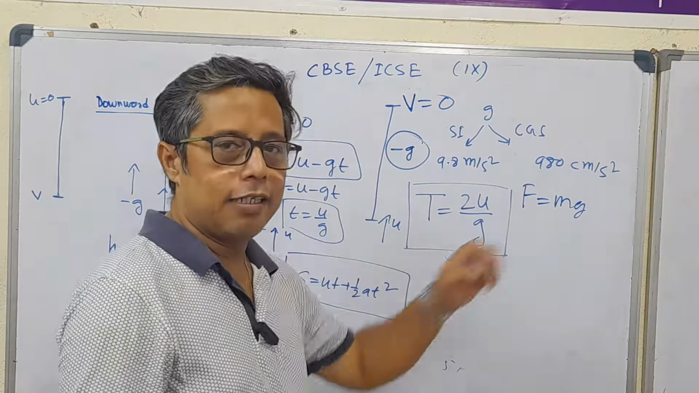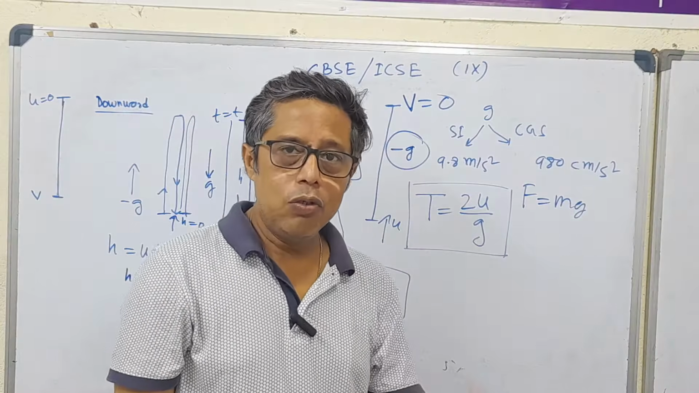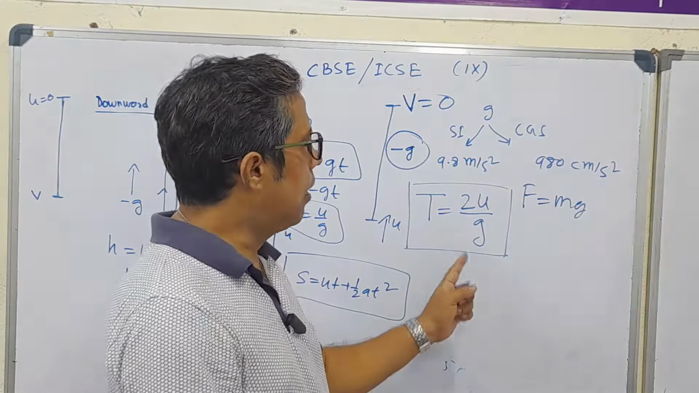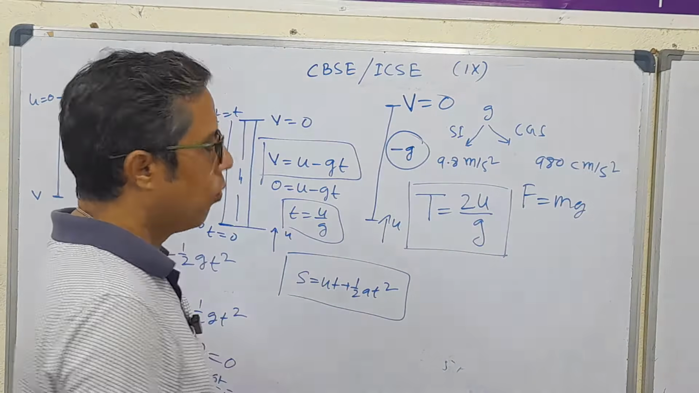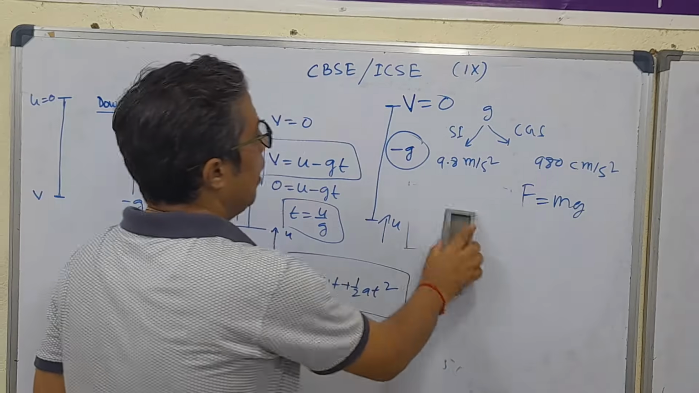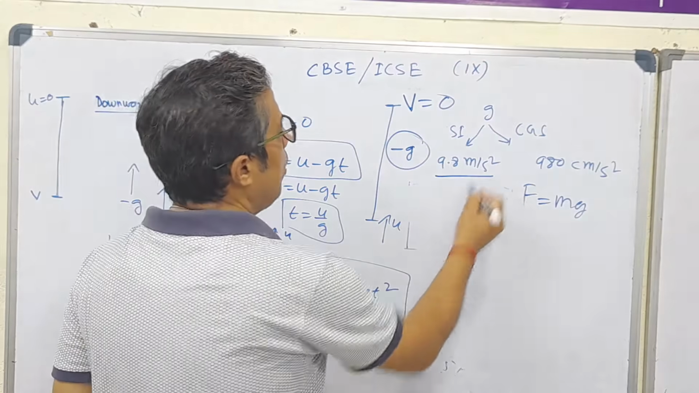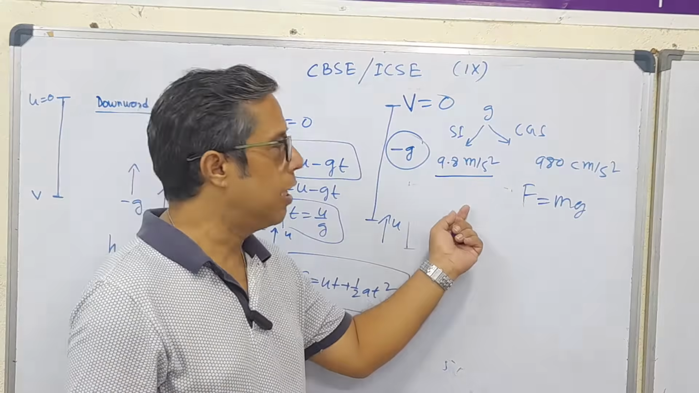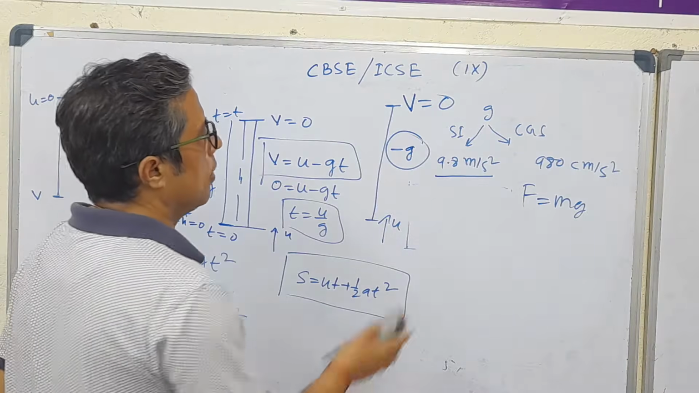So g is the acceleration, which is why we say acceleration due to gravity, the acceleration caused by gravity. So this is minus g. Whenever we are going for upward motion, g will be minus. Now the value of g is 9.8 meter per second square in SI units, and in CGS units it is 980 centimeter per second square.